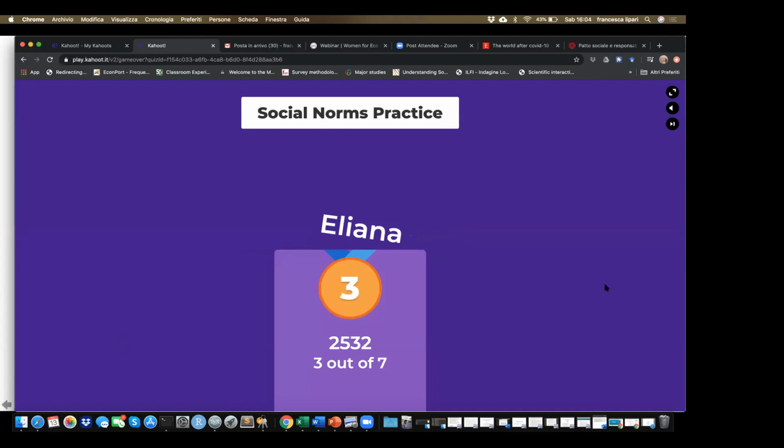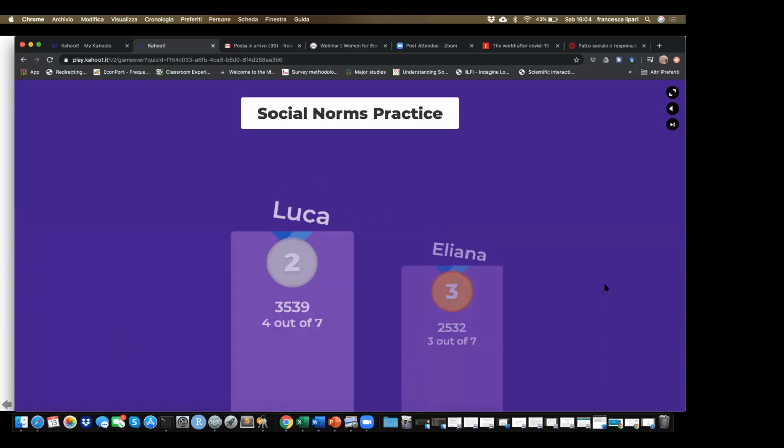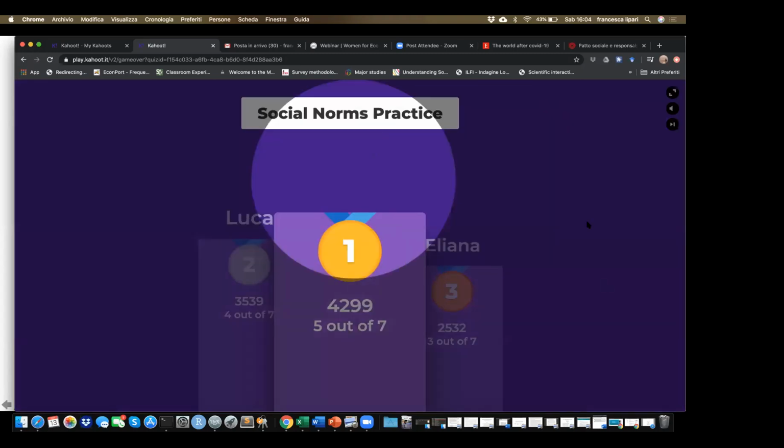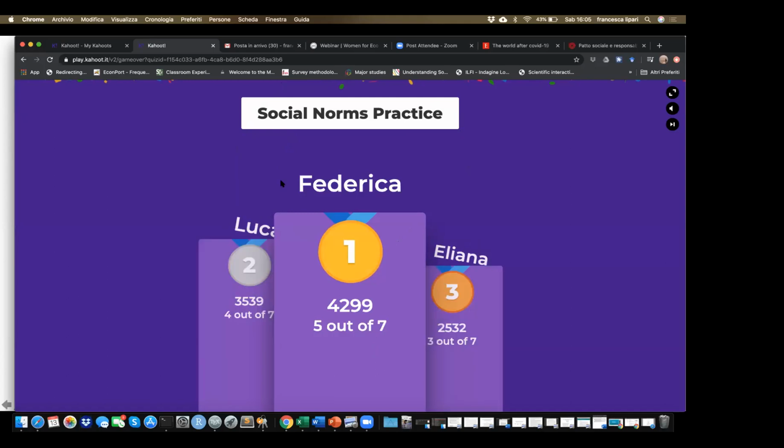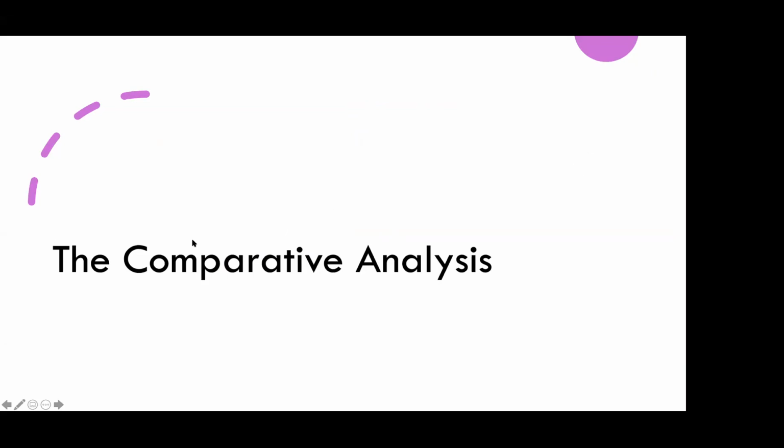Okay, now let's go back to the. Okay. Eliana is the third. Sorry, this is important. Luca is the second, and Federica is the first. Wow, even with the lights. Okay, so let's go back here.